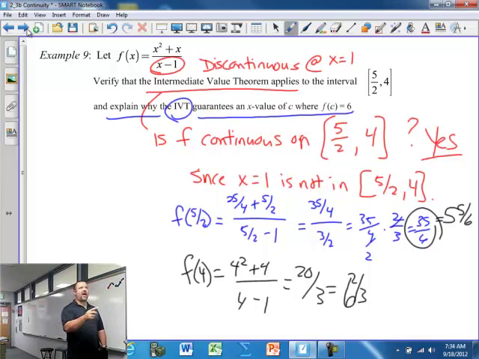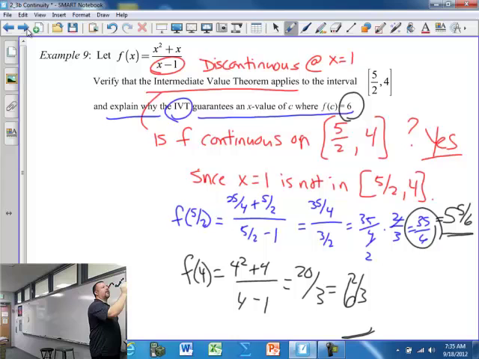So how does this guarantee me an x value where f of c equals 6? Well, the intermediate value theorem basically says that as long as the function is continuous on the closed interval, and the left side of the interval is 5 and 5 sixths, and the right side ends up at 6 and 2 thirds, then this function hits every y value between them at least once. Is 6 between 5 and 5 sixths and 6 and 2 thirds? Absolutely.